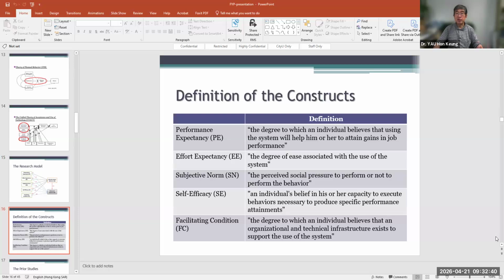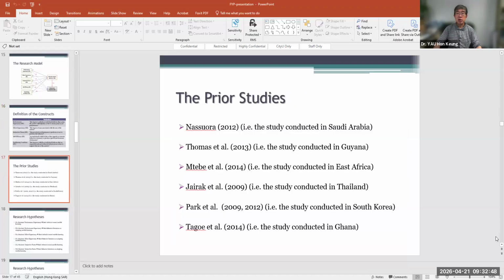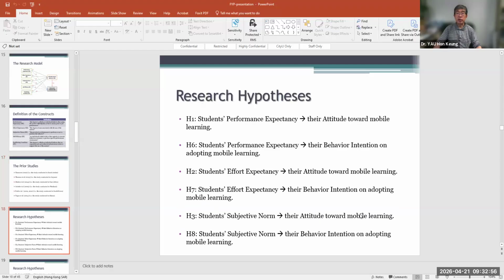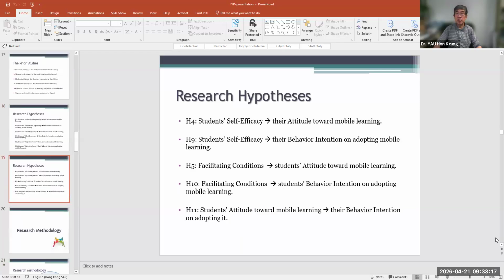Okay, this is some definition, okay? PE, EE, SM, SE, and PC. I don't want to mention too much here. The peer study, there's so many peer study, okay? Hypothesis. The first one, student performance expectancy related to their attitude toward mobile learning. Student performance expectancy, their behavior intention toward mobile learning. There's 11 hypothesis, okay?